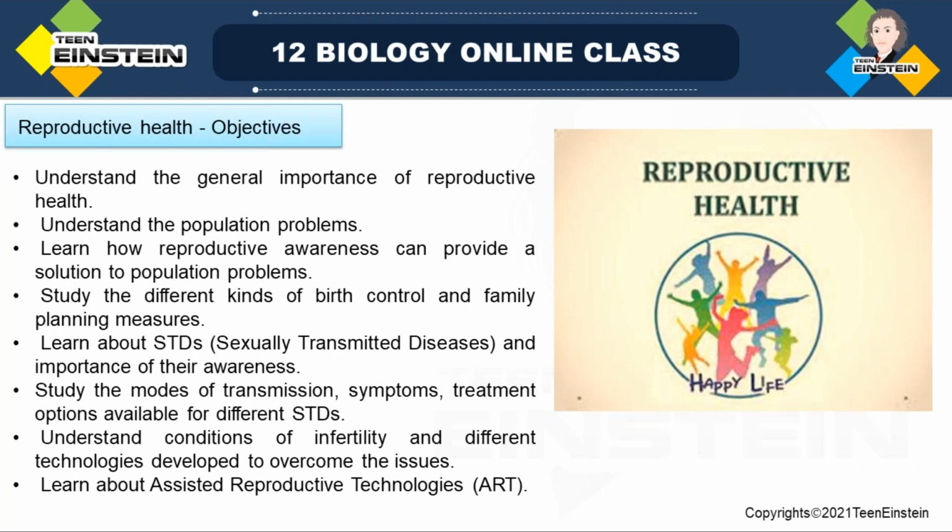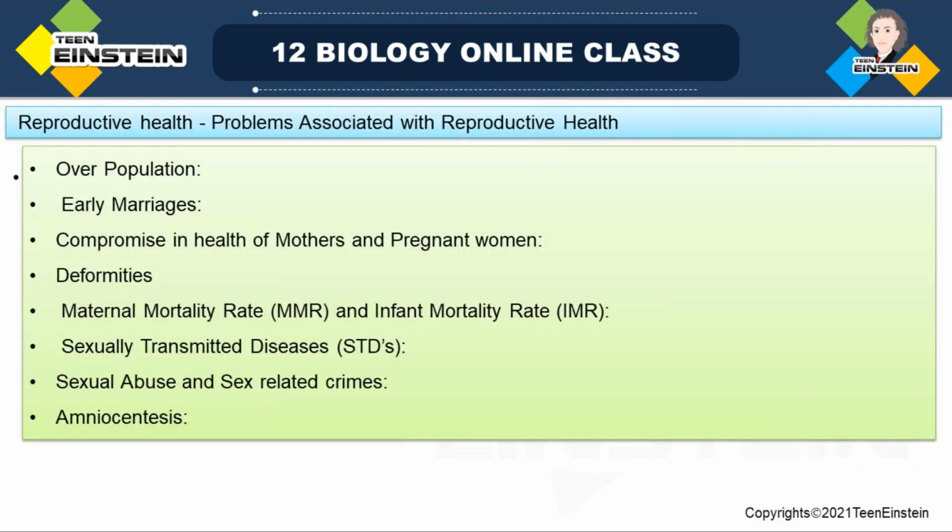From this, you can note down the main objectives of these reproductive health programs. Then next is problems associated with reproductive health. We should know about the problems which are associated with reproductive health, the problems which are affecting a healthy reproductive society.